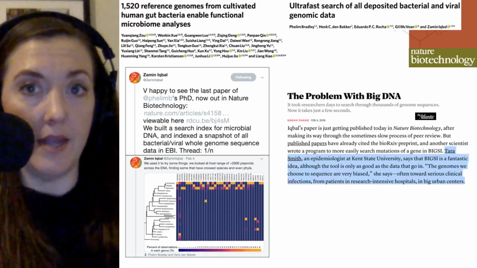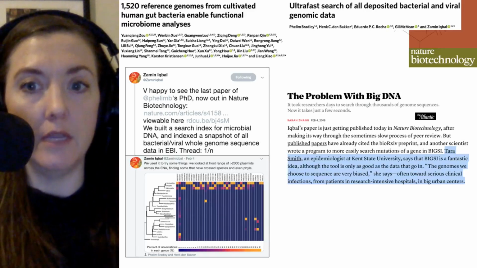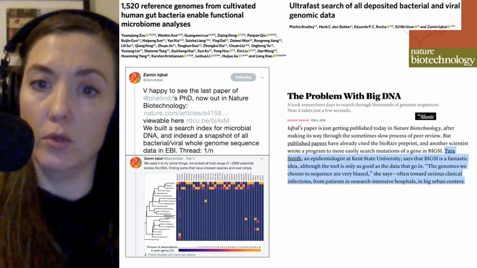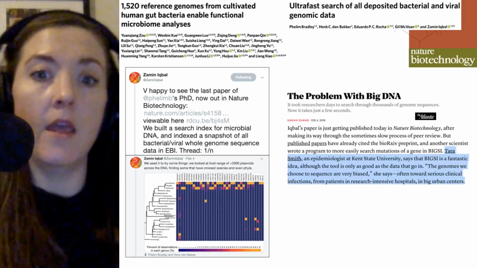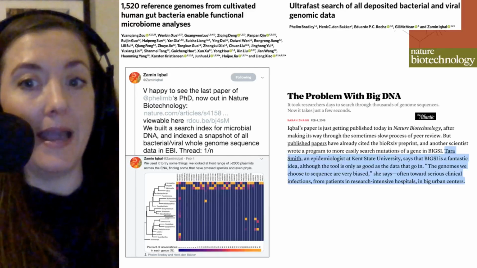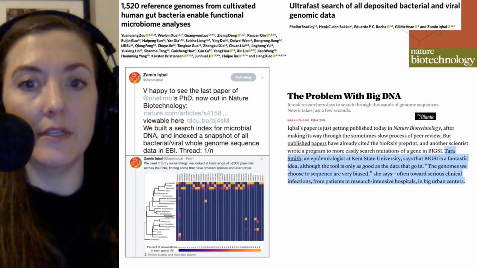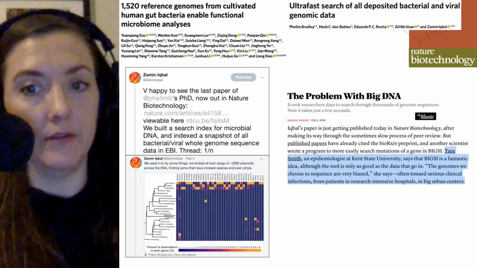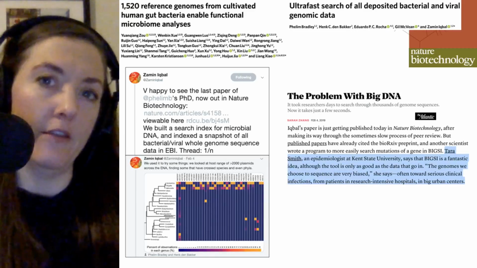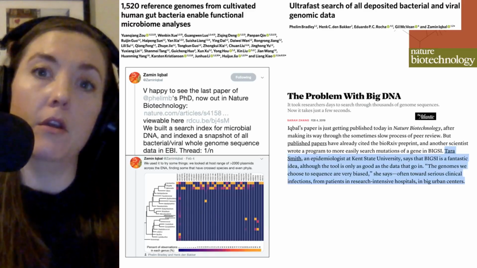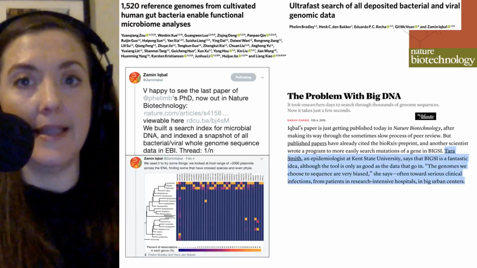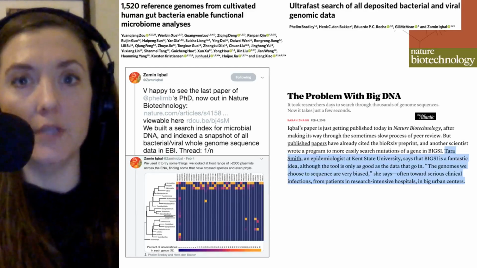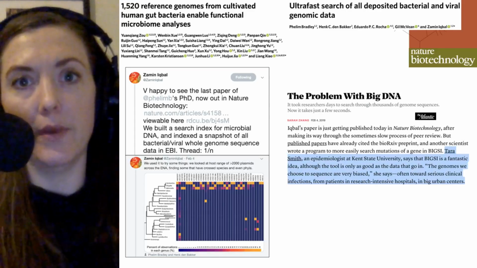In this piece in The Atlantic, Tara Smith, who is an epidemiologist at Kent State University, says that BIGSI is a fantastic idea, although the tool is only as good as the data that go in. The genomes we choose to sequence are very biased, she says, often towards serious clinical infections from patients in research-intensive hospitals in big urban centers. And I think this really ties in with the first study, showing that we can very quickly add to these databases by doing non-selective or very broad searches for what types of microorganisms are around.